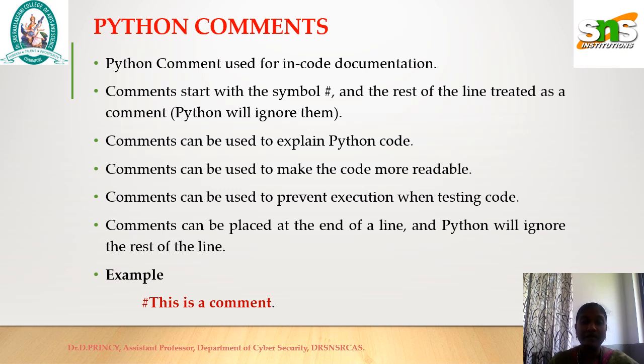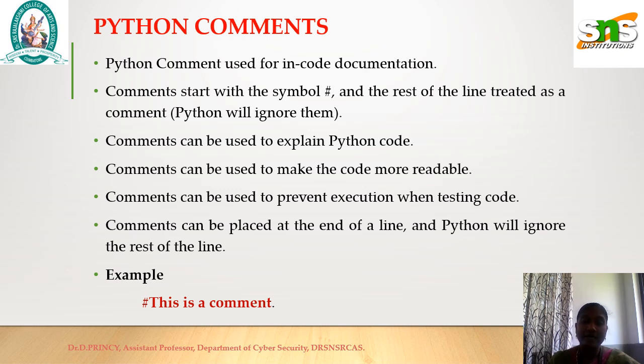To make a line a comment, the line should be preceded with the hash symbol. When the line is preceded with the hash symbol, the rest of the line will be treated as a comment and Python will not execute it. It will ignore that. Comments are also used to explain Python code. They can be used to make the code more readable.